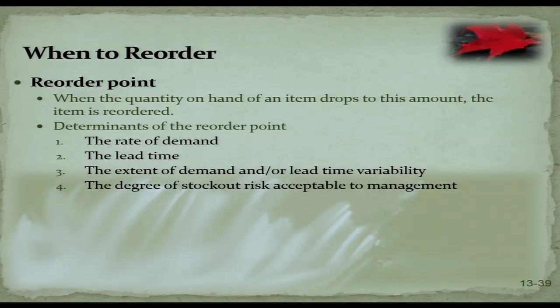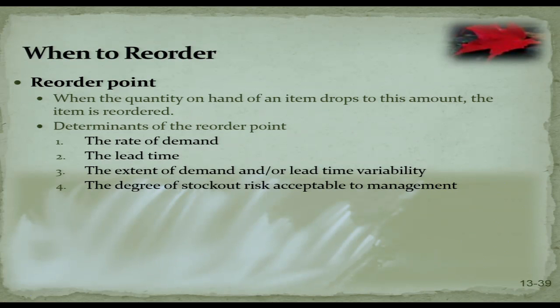Okay, remember at the beginning of this chapter, for inventory management, we have to answer two questions. The first question: when to place an order? When to reorder? The reorder point is the point you set, so that when the quantity on hand of this item drops to this level, it triggers the action of reordering.